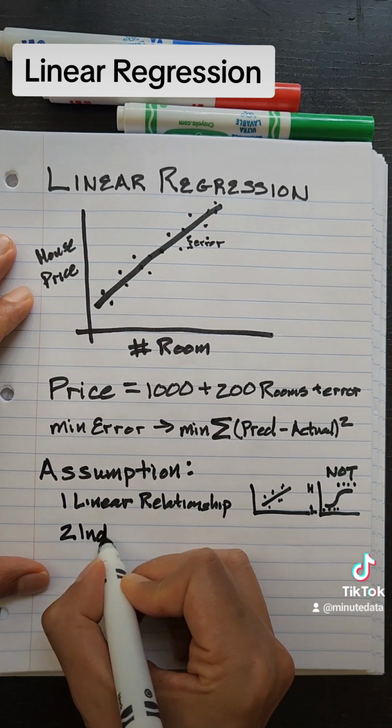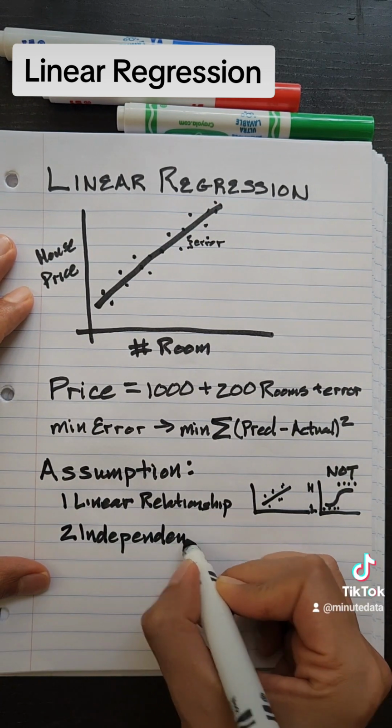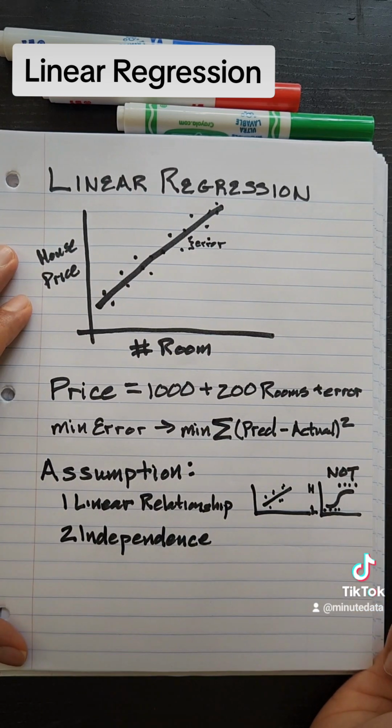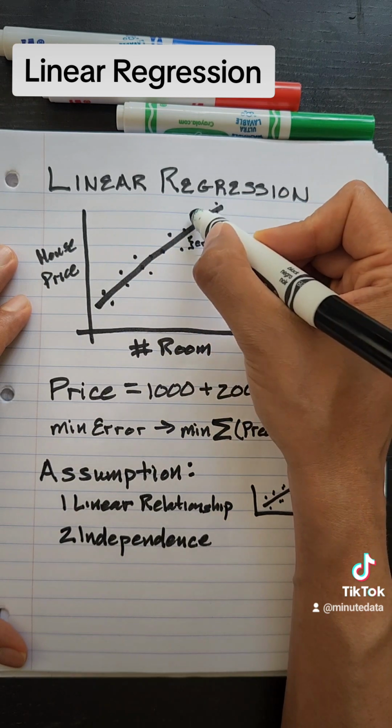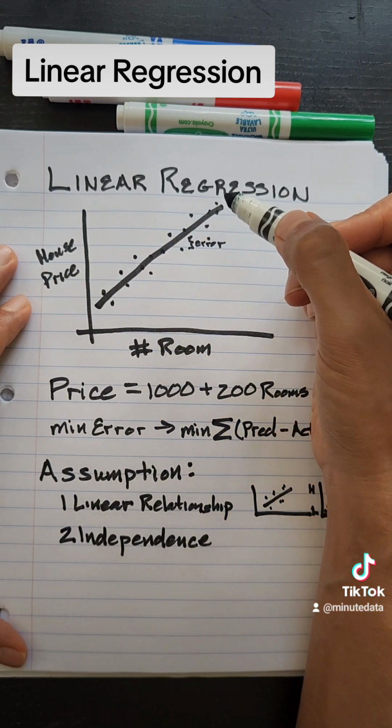Assumption 2, independence of the observations. Are these observations independent of each other? If you have a scenario where this is my house this year, this is my house next year, this is my house in 2 years, that is not independent because they're coming from the same house.